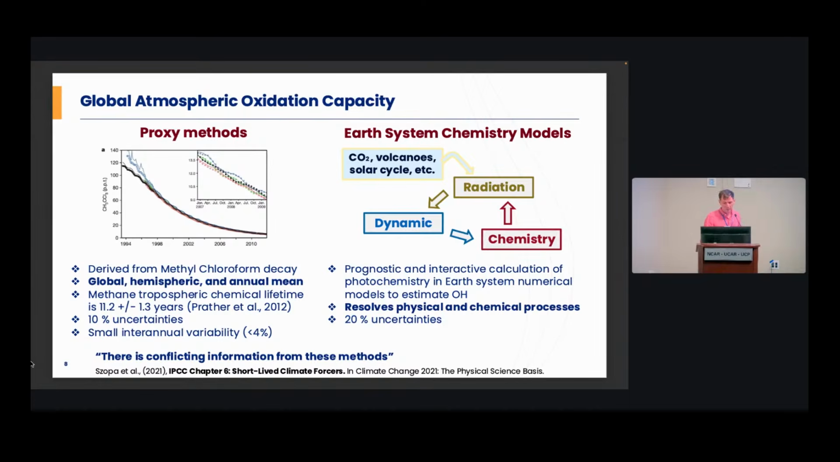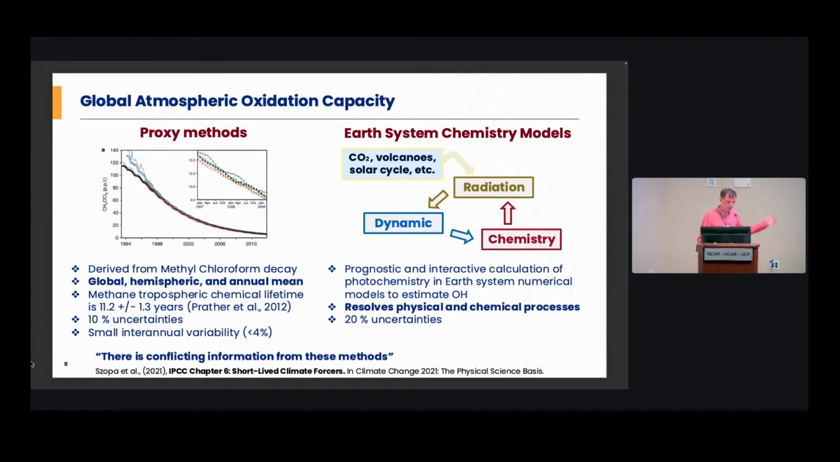Here I'm interested in using Earth system chemistry models, where you couple radiation, dynamics, chemistry, and those emissions and forcings to interactively and prognostically estimate the full photochemistry of the tropospheric system to estimate OH. But then you have biases and around 20% uncertainties, and so we're trying to reconcile those two estimates. And here I'm advocating for the advantage of resolving physical and chemical processes across timescales in Earth system chemistry models, and that we can improve them to better represent OH.